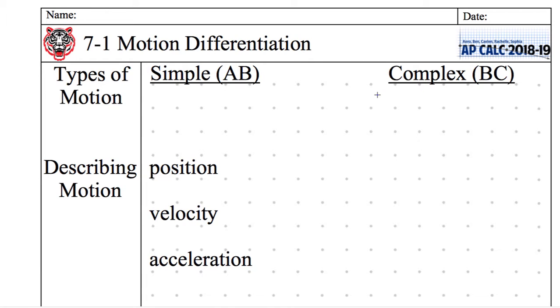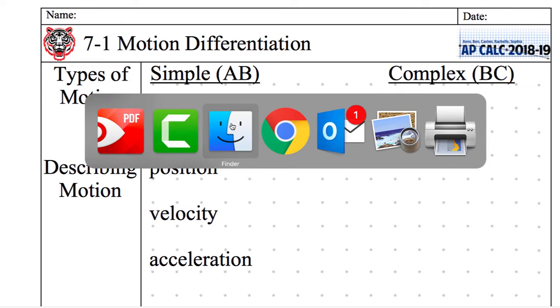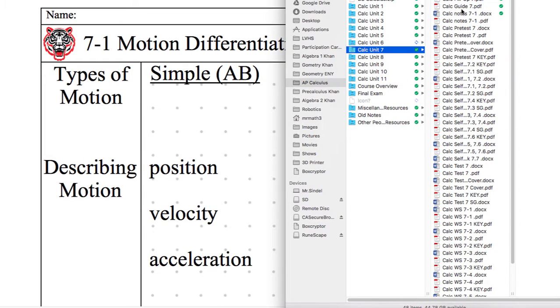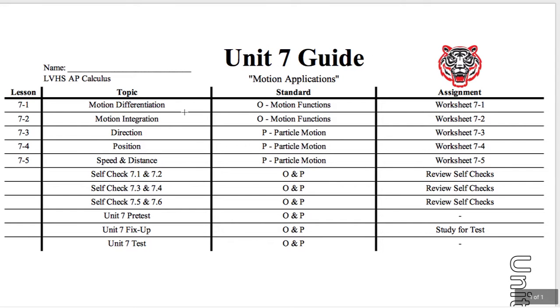This is AP Calculus, Lesson 7-1. Let's talk about our unit, which is not pulled up here quite yet. Let me come back to Unit 7, our unit guide. Our unit guide is 5 lessons long. We have 6 self-checks, which is 2 more than normal, so we'll have a whole another day of self-checks, and then everything else is normal.